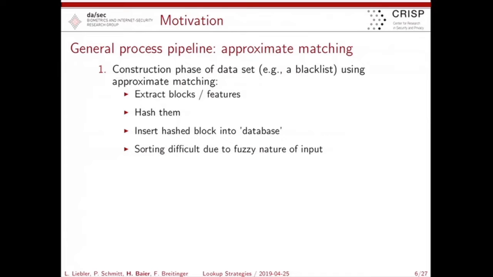Because it's a needle, it's what you're looking for, it's a blacklist. And the first phase is the construction phase, which for the approximate matching use case means that you take an input file, you extract features or blocks. A block is a characteristic block, typically. And for space reasons, you hash them. You cannot store the whole data as it is, but you hash them. And then you insert this in this database.